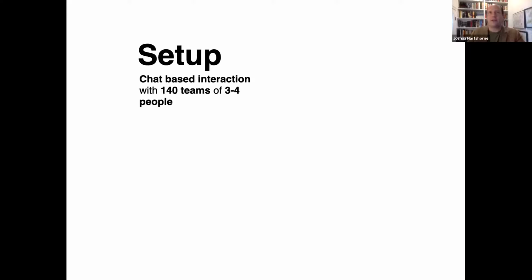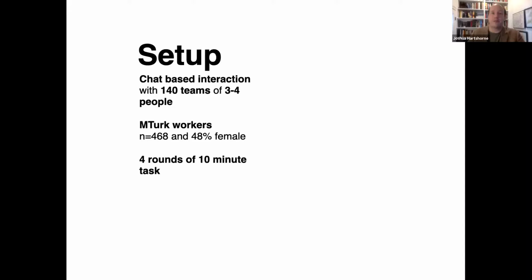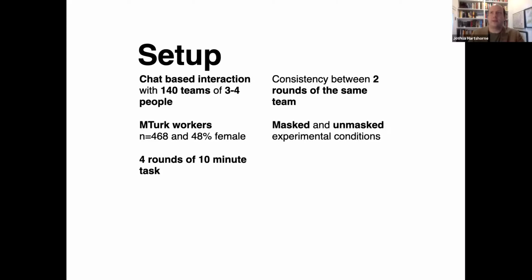So it was a chat-based interaction, 140 teams of 3 to 4 people. This was run on Amazon Mechanical Turk, and there were 4 rounds of 10-minute tasks. And the question is, do we get consistency between 2 rounds of the same team? And they compared masked and unmasked conditions. So in unmasked, you're working with the same people again. And the way they measured basically whether the group worked well was that you had the option to say you didn't want to work with a particular person again. And that was sort of the measure. If people are all blocking each other, then apparently that group didn't work well together.